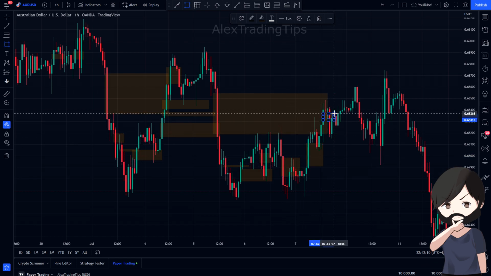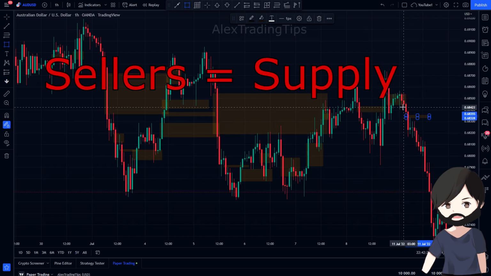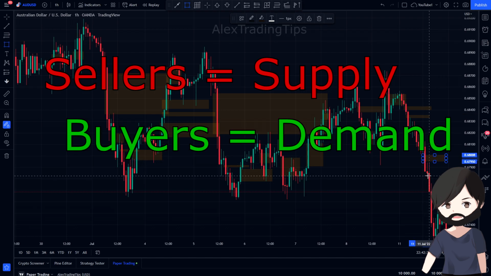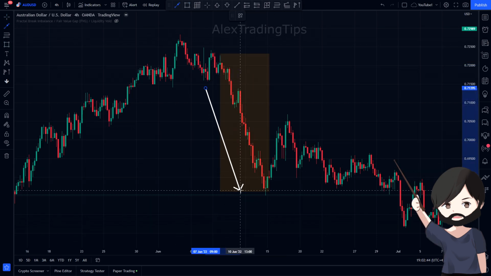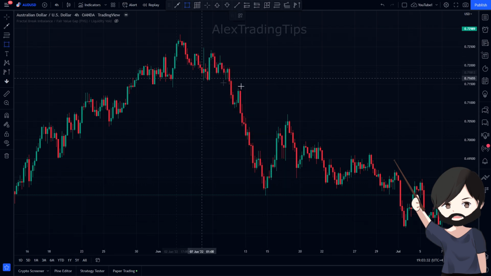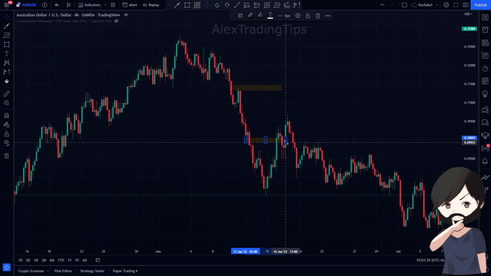Now, what is an imbalance? In the simplest terms, an imbalance is created when one side overpowers the other. So for example, sellers are known as supply, while buyers are known as demand. So when the supply overpowers the demand, as in this case right here, the sellers cause a strong push to the downside, which leaves gaps in the price like these two, where there wasn't any demand or buyers.